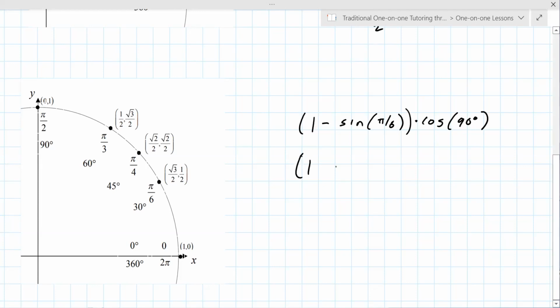It is 1 minus 1/2 times 0. So it is 0. Yeah.